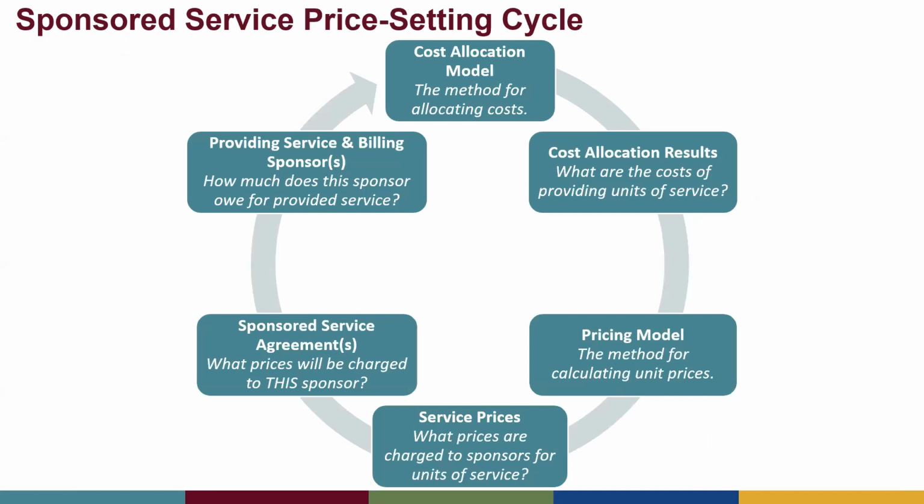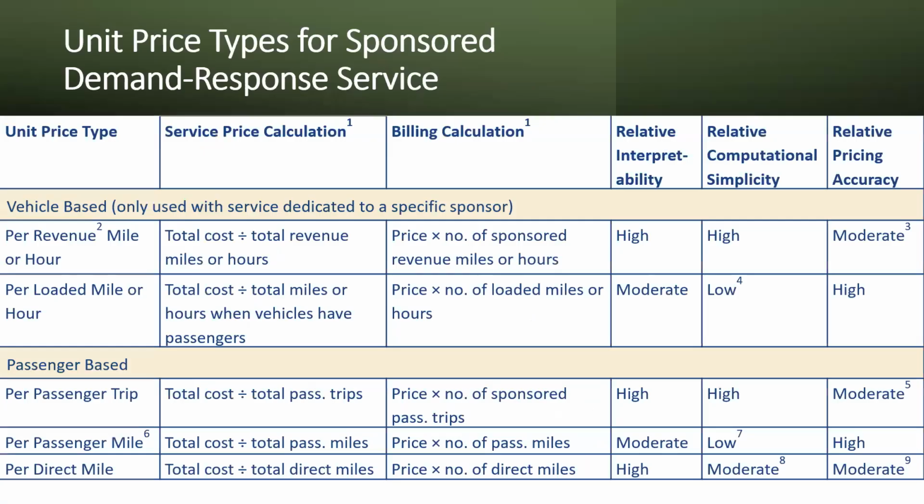Okay, and then the next part I want to talk about in this cycle is service prices. So if we figured out how much of our costs we want to recoup, right? That's our pricing model. Now, how do we actually charge the sponsor? What service prices are we going to use? There's several different options, and we talk about all of these again in the guidebook. And this is just a small example of the total set of options or ways that you can approach this.